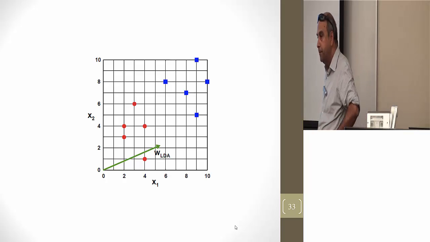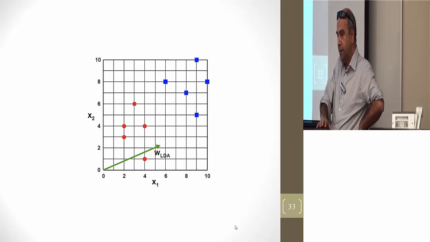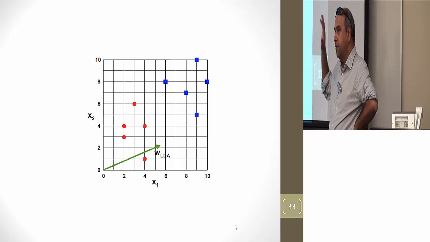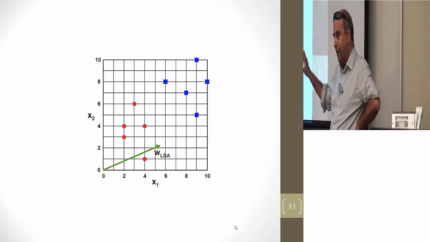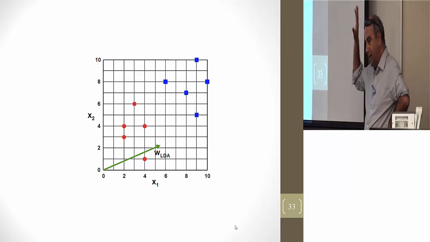So does that mean we always compare 2 classes with each other? No. So what I just discussed was 2 classes. Now suppose you have C classes. So you can use LDA. I'm just going to explain for separating C classes, but the method will be exactly the same.